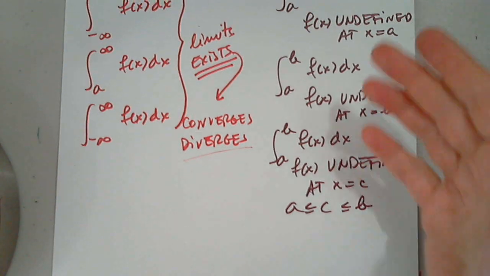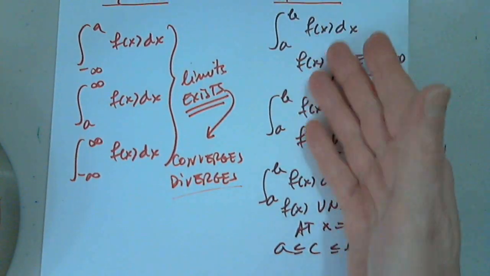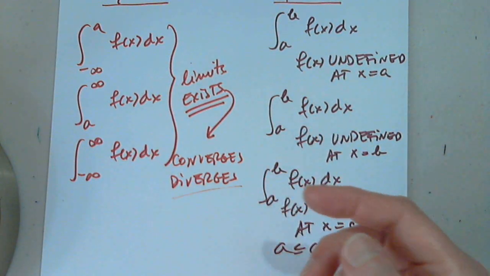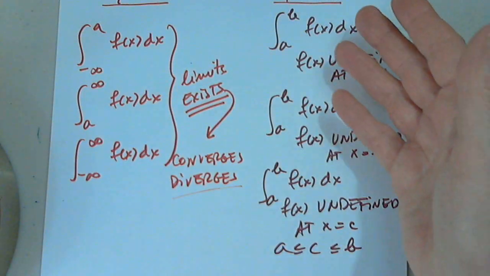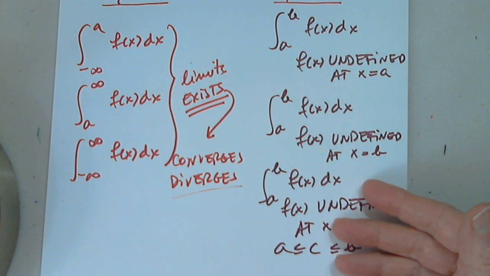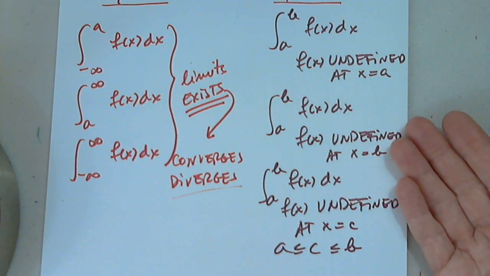The answer will be determined the same way, using limits. Again, for the same procedure, if the limit exists, then we will say that the integral is convergent. If the limit does not exist, we will say the integral does not converge.